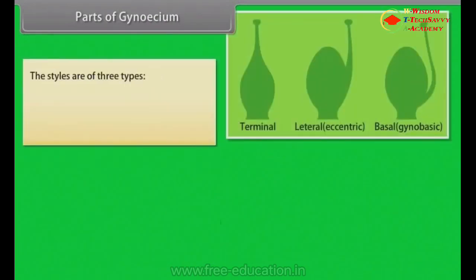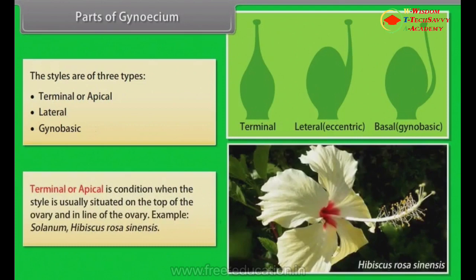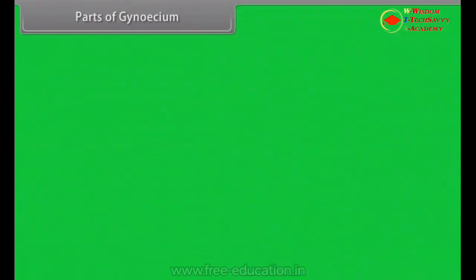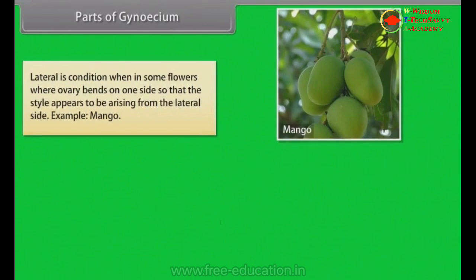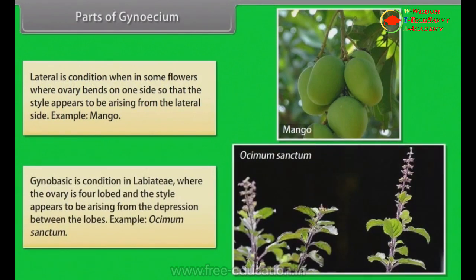The styles are of 3 types: terminal or apical, lateral, gynobasic. Terminal or apical is the condition when the style is usually situated on the top of the ovary and in line with the ovary. Example: Solanum, Hibiscus rosa-sinensis. Lateral is the condition in some flowers where the ovary bends on one side so that the style appears to be arising from the lateral side. Example: mango. Gynobasic is the condition in Labiatae, where the ovary is 4-lobed and the style appears to be arising from the depression between the lobes.